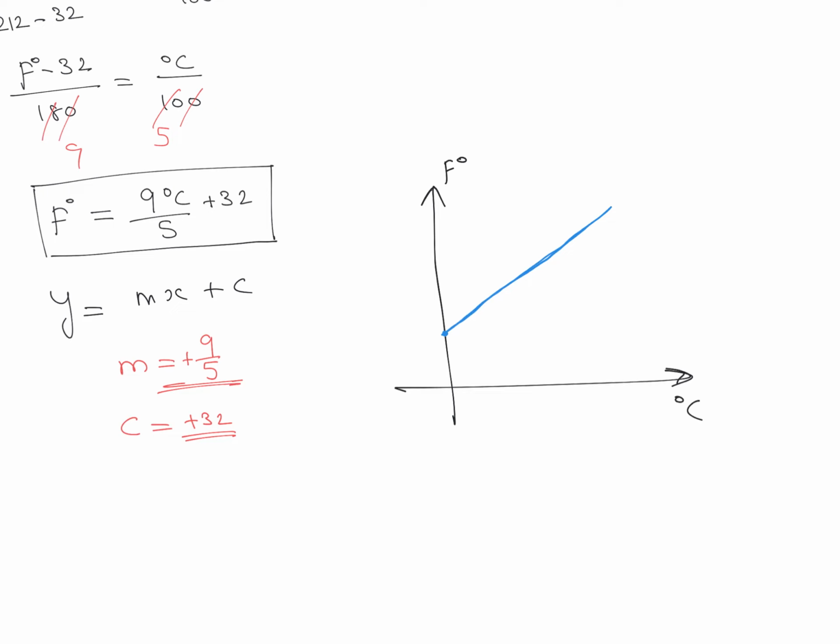According to this question, we need to observe the y-intercept there, and the y-intercept is plus 32. Or we can directly say it in this form also: when the temperature in degree Celsius is equal to 0, then the reading in Fahrenheit is 32. So its y-intercept is going to be a positive value.